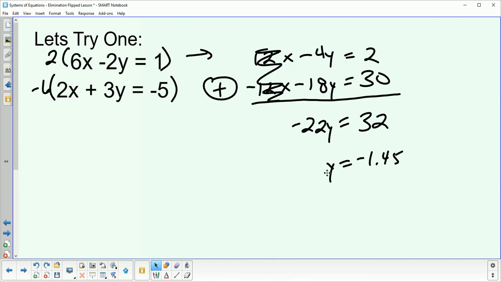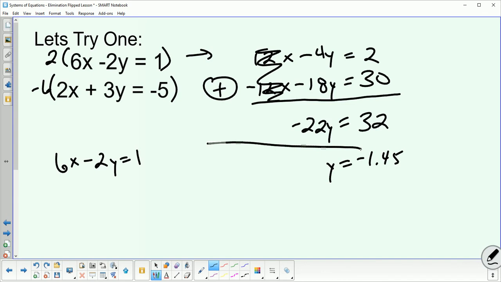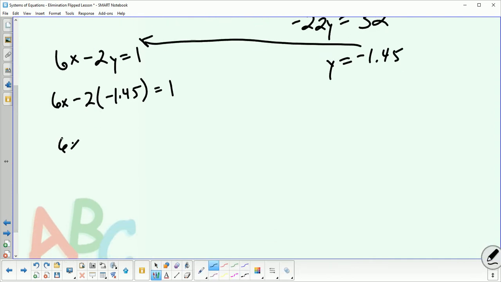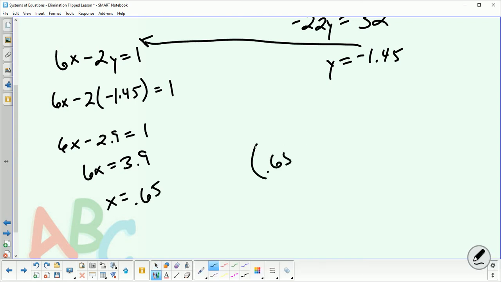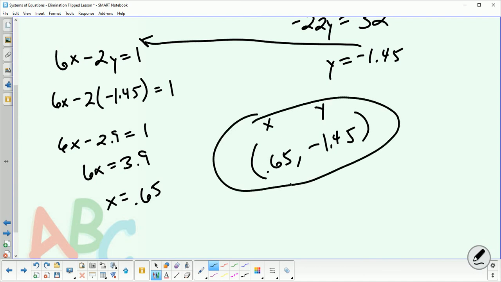So this was step 3. We solved for our y value. Now, we need to take either one of these equations. I'm just going to take that first one, 6x minus 2y equals 1, and plug that y value into that equation. So I'd end up with 6x minus 2 times negative 1.45 equals 1, and I'm going to solve that equation. Negative 2 times negative 1.45 gives me a negative 2.9, so 6x minus 2.9 equals 1. Add 2.9 to both sides, so I get 6x equals 3.9. Then divide by 6. 3.9 divided by 6 is going to give me an x of 0.65. So my solution for this system would be 0.65, negative 1.45, because remember, x always comes first, y always comes second.